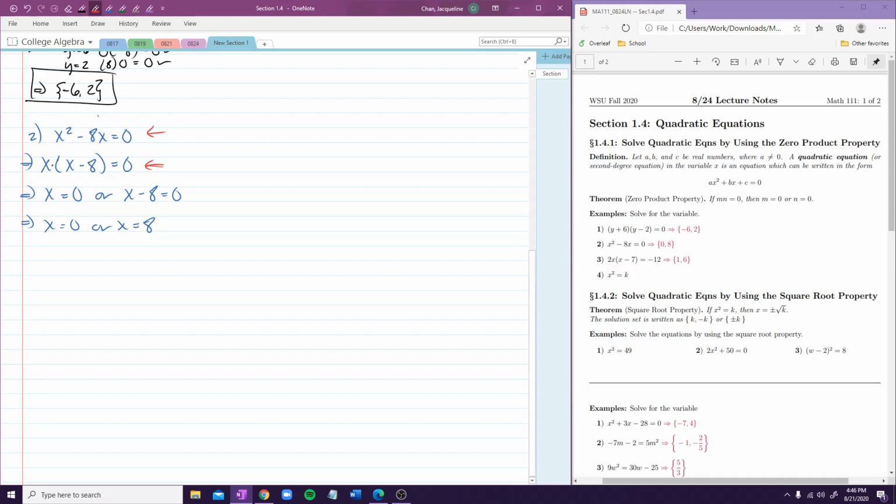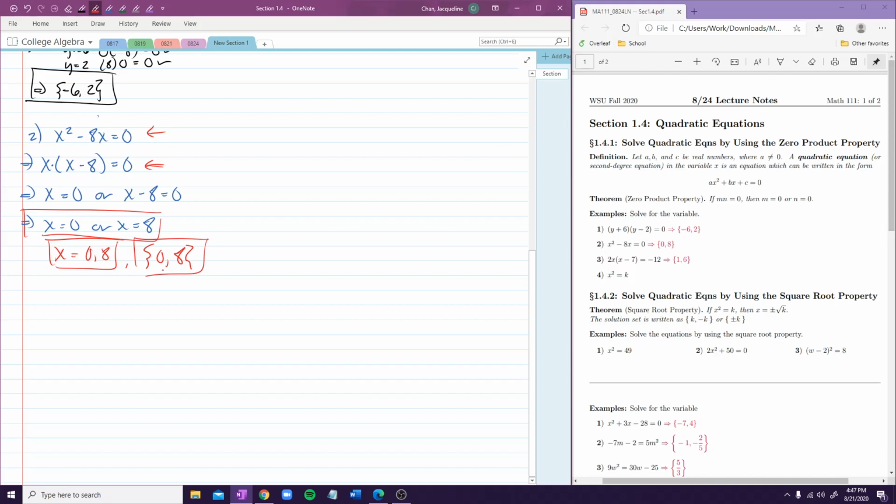If we plug in 0, we get 0 times negative 8, that's 0. And then if we let x equal 8, we get 8 times 0, which is 0. So this is it. Or you can write x equals 0, 8. Or you can write this in the solution set.